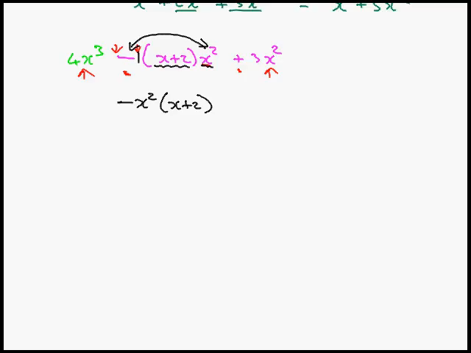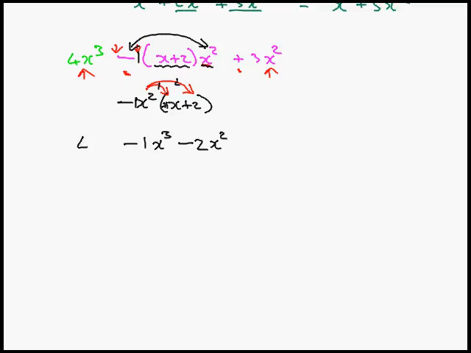So we can multiply the brackets out by saying, for arrow number 1, that's minus 1 and plus 1. So minus times a plus is a minus. 1 times 1 is 1. And then x to the power of 2 times x will give us x to the power of 3. Then moving to arrow number 2, we've got minus x squared times 2. So minus times a plus is a minus. 1 times 2 is 2, and then there is just the x squared term.